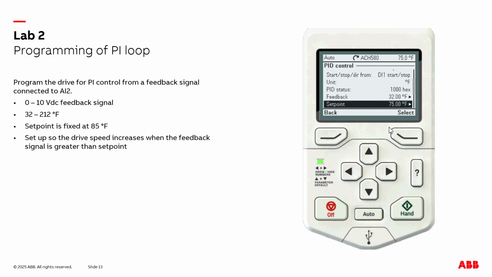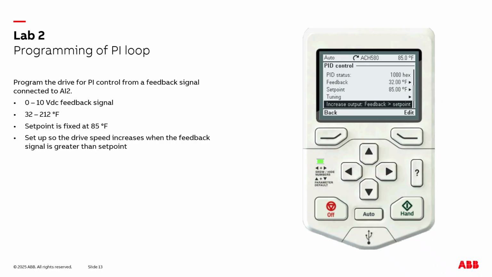The set point. Our set point is 85 degrees. The drive is defaulted at 75 degrees. So here we need to make an adjustment. So the default is a constant set point, a fixed set point at all times. So that's already defaulted. So we just have to adjust the actual value of it from 75 to 85. Now, tuning, we're not going to do that right now.